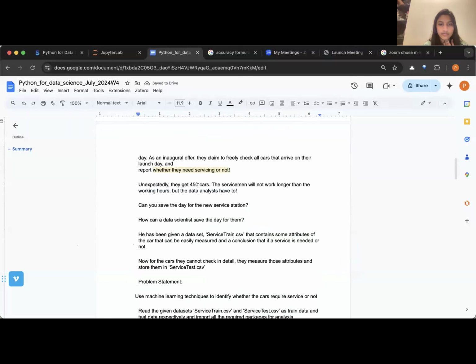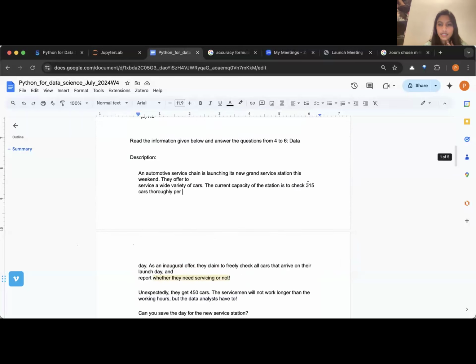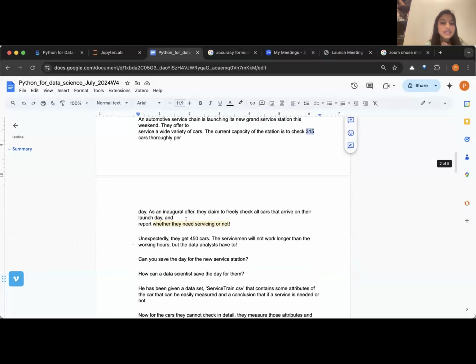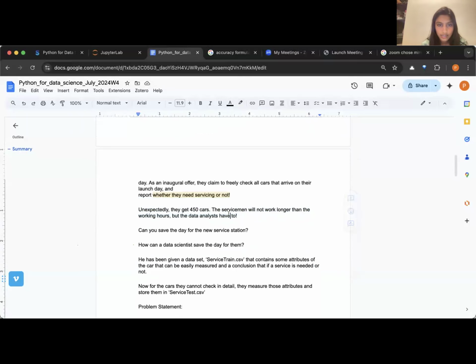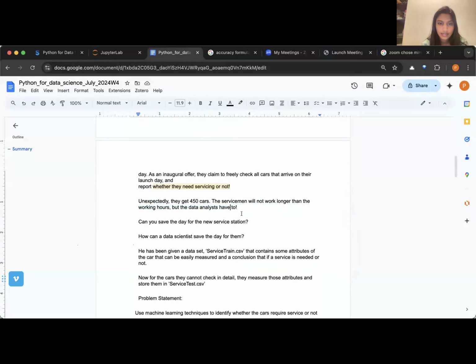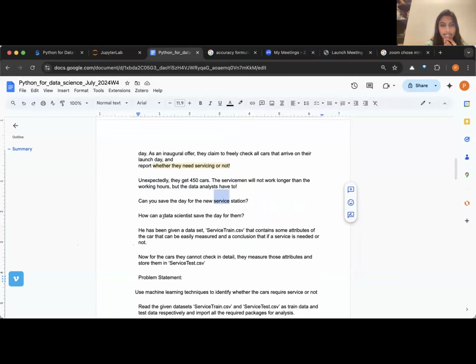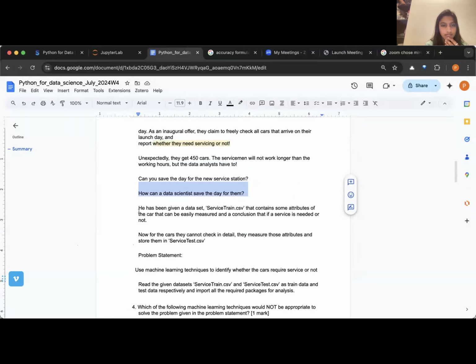Unexpectedly, they get 450 cars. But their capacity is 315, and they get 450 cars. Servicemen will not work longer than the working hours, but data analysts have to work. Can you save the day for the new service station? How can a data scientist save the day for them?